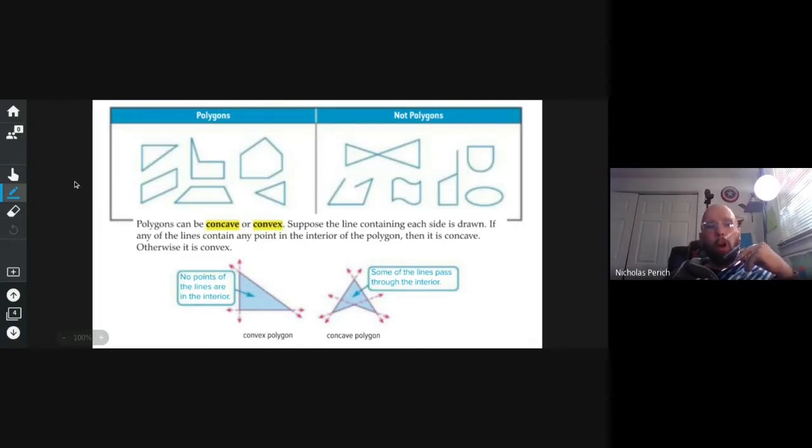Speaking of which, those are polygons. Look, they're all connected. Look, straight lines. Look, another straight line. That would be called a triangle. That would be called a quadrilateral, and that would be called maybe a parallelogram.